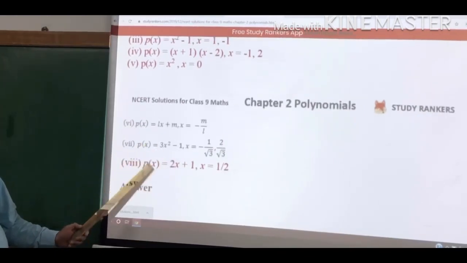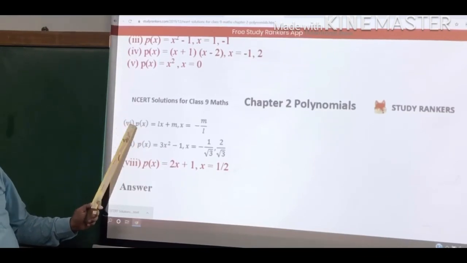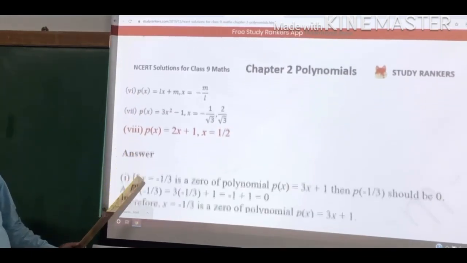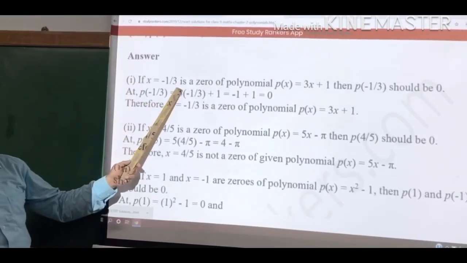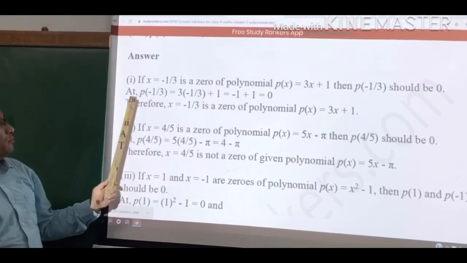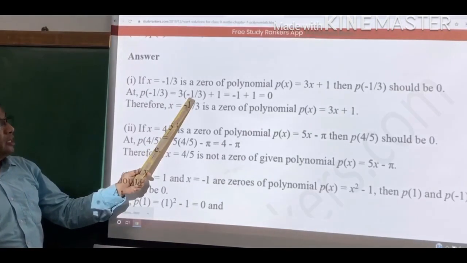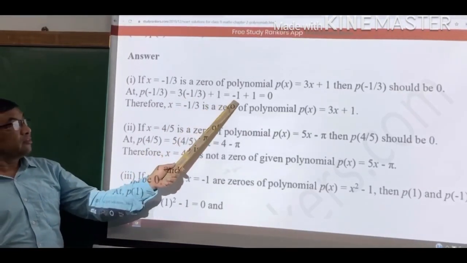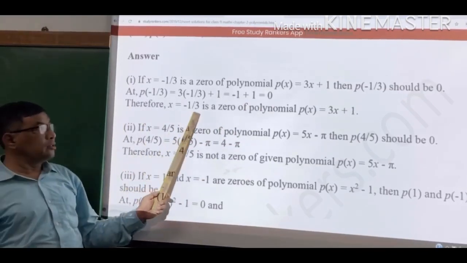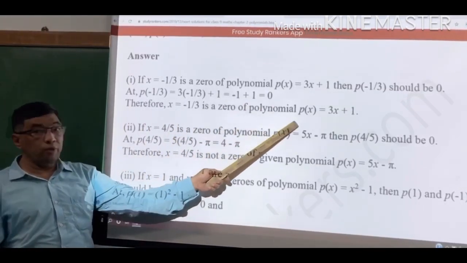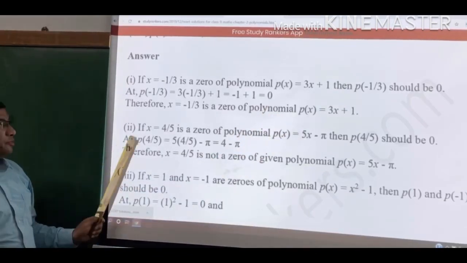Here we start with the first one. Minus 1 by 3 we apply, whether it is 0 or not. So for that P of minus 1 by 3 is equal to 3 into minus 1 by 3 plus 1. So minus 1, 3 cancel, minus 1 plus 1 equal to 0. 0 answer is coming, therefore minus 1 by 3 is the 0 of a polynomial P of x, 3x plus 1.